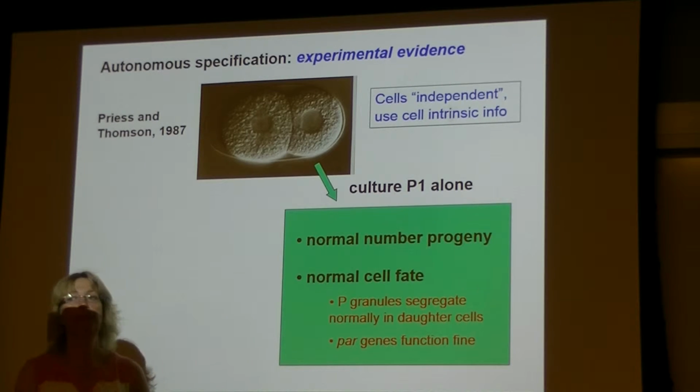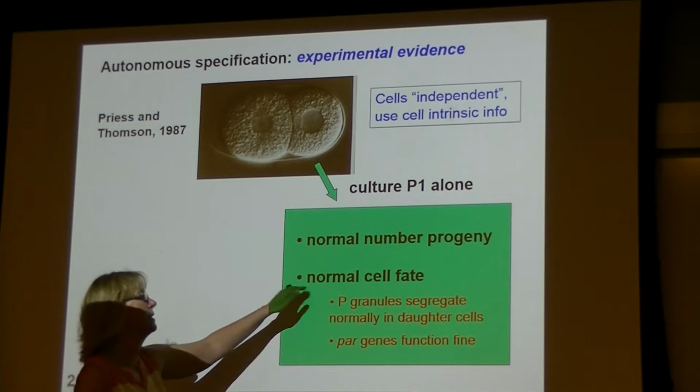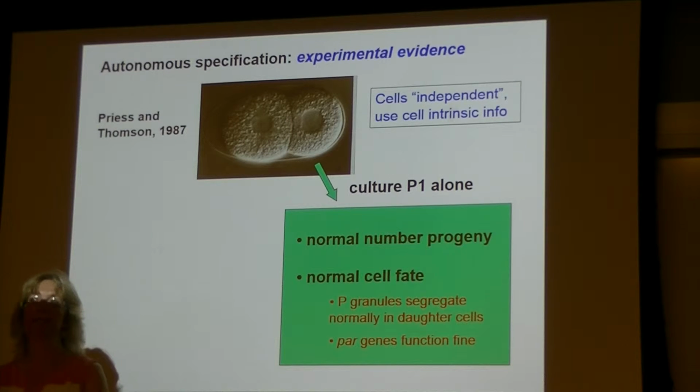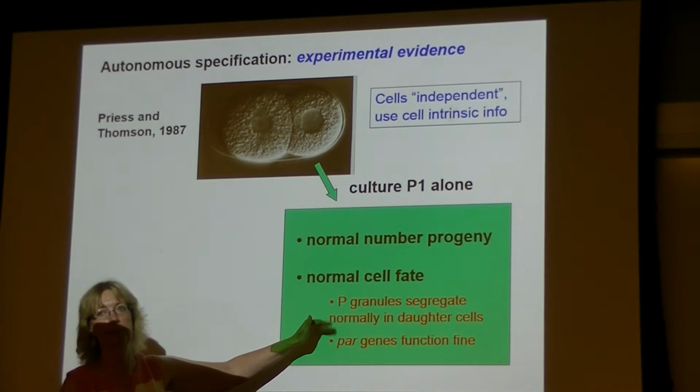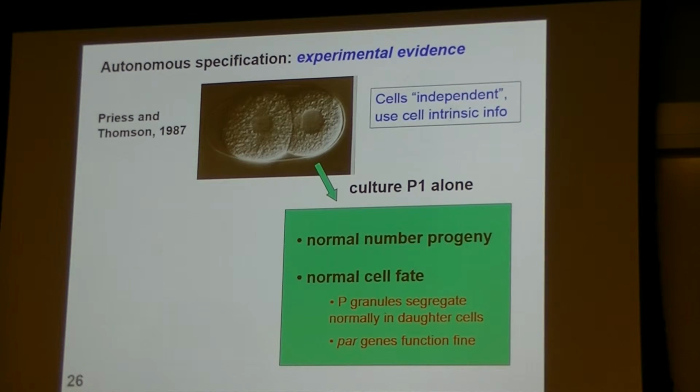And it turns out that this P1 cell can still make the exact same number of progeny that it would have otherwise. So that seems like a cell intrinsic characteristic. And those daughter cells, in general, give rise to the normal types of cell fates that you would typically see from P1 cells, so germline cells. And if you look at P granules and how they're segregating in the future daughter cells from this, it's fine. The PAR genes seem to be functioning fine. So that really does imply that it's mainly cell intrinsic kinds of mechanisms at play here.